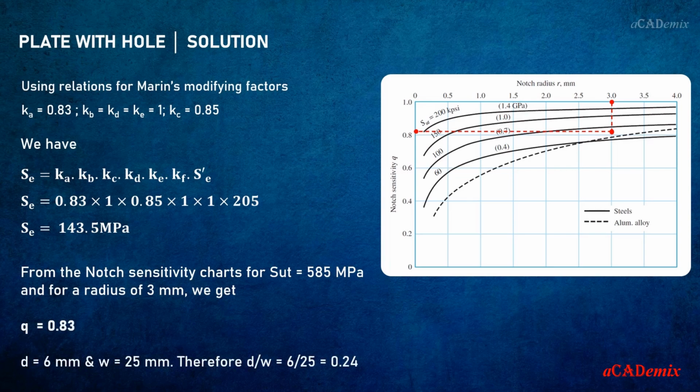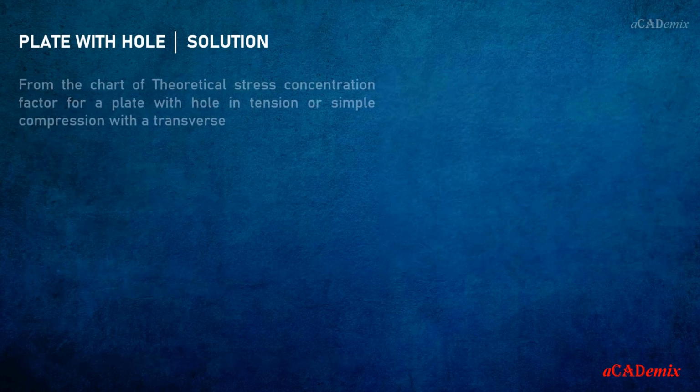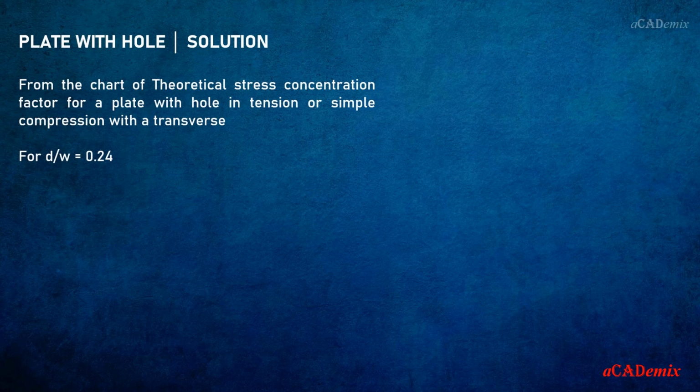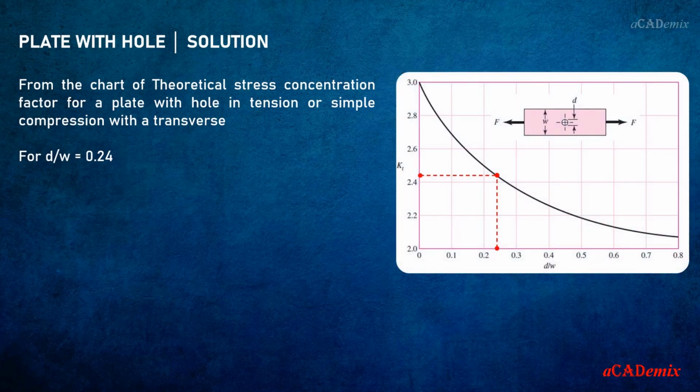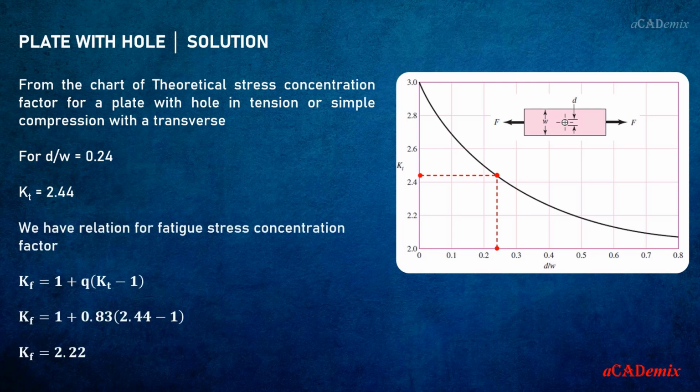We know the diameter value of notch d as 6 mm and width of the plate w as 25 mm. Therefore, the d by w ratio is obtained as 0.24. From the chart of theoretical stress concentration factor for a plate in tension or simple compression with a transverse hole, for d by w of 0.24, we get the stress concentration factor as 2.44. Substituting this value in the fatigue stress concentration factor equation gives Kf as 2.22.